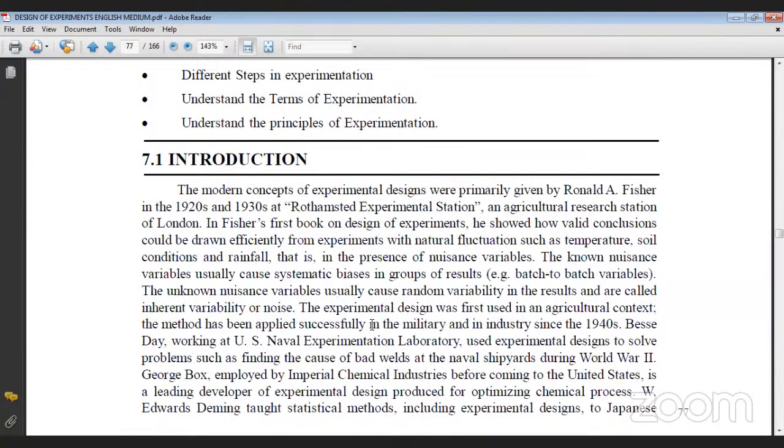The modern concepts of experimental design were primarily given by Ronald A. Fisher in the 1930s at the Rothamsted Experimental Station, an agricultural research station near London. In Fisher's first book on design of experiments, he showed how valid conclusions could be drawn efficiently from experiments with natural variation such as temperature, soil conditions, and rainfall. That is the presence of nature's variables, the known variations.